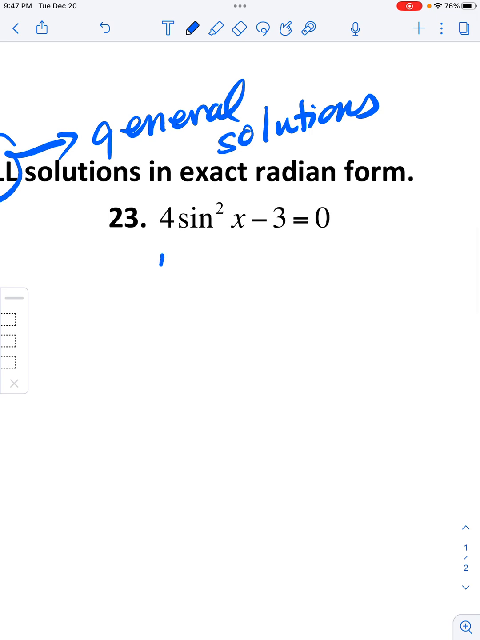Okie dokie. This one also isn't terrible. 4 sine squared x equals 3. I move that over, divide out my 4. You can kind of see where these are going.